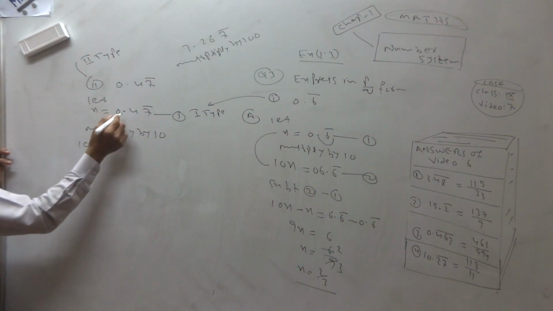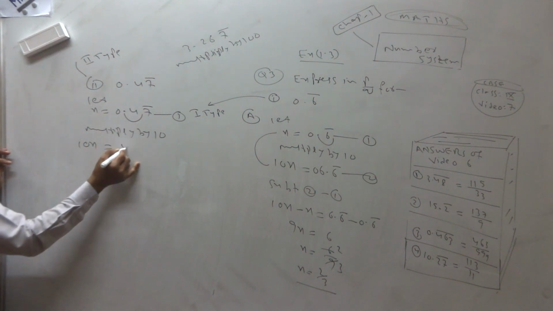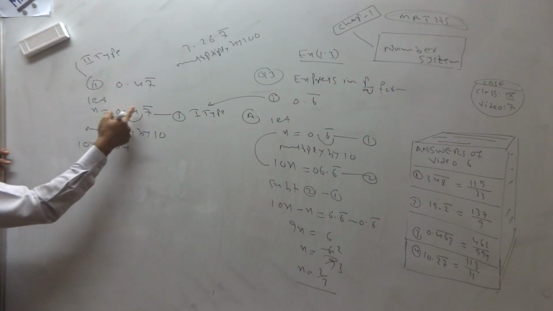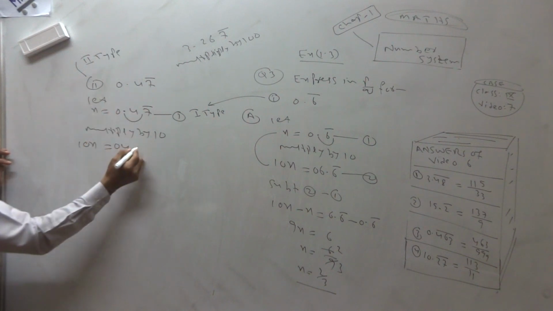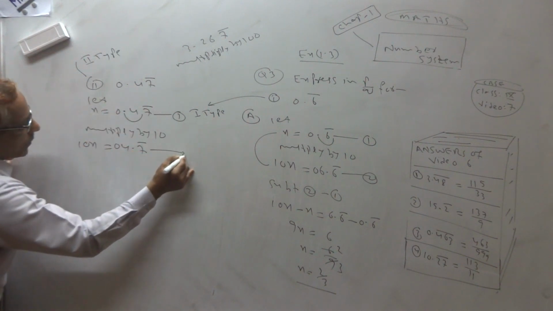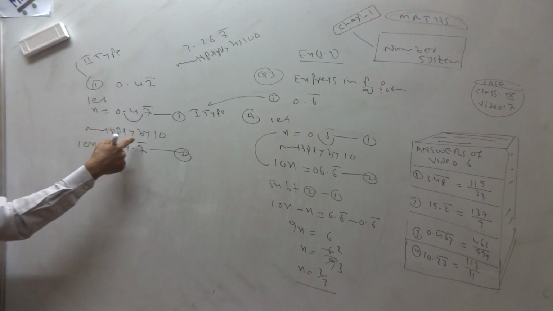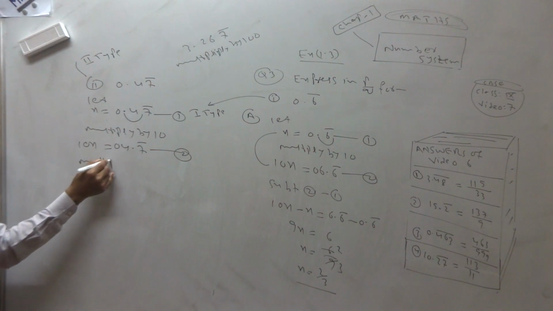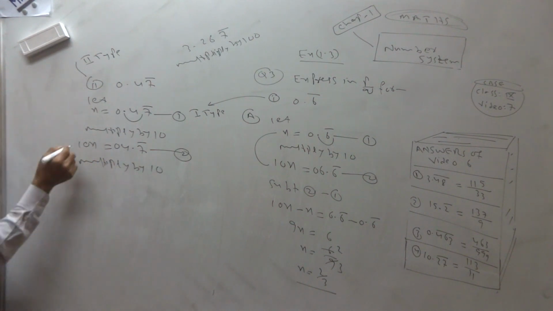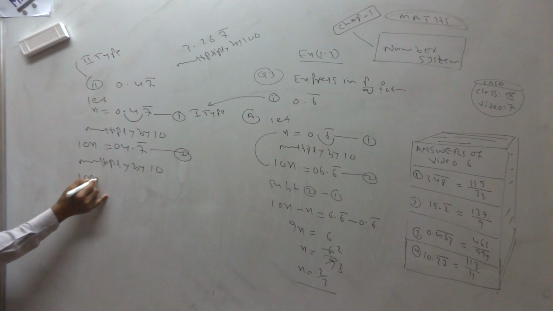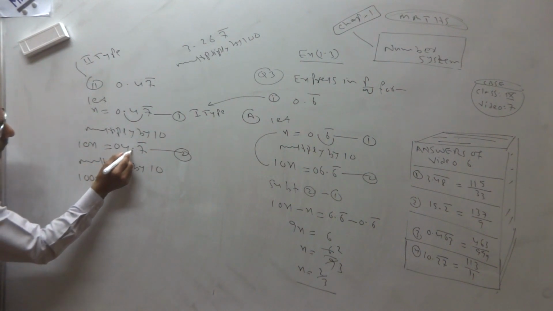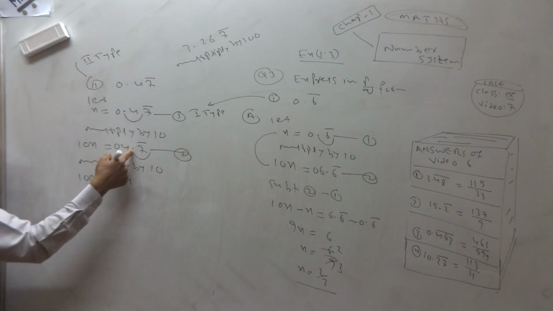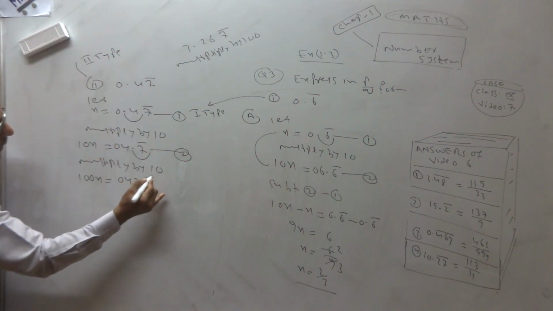Multiply by 10 means what happens? This decimal will move here. 4.7 bar. Second equation. Now you should see how many numbers are there under the bar? 1. So multiply by 10 again. So 10 into 10, 100x. Then the decimal will move here, right? 47.7 bar.